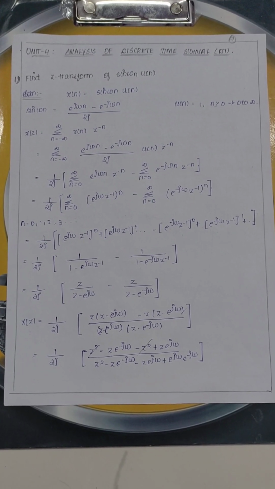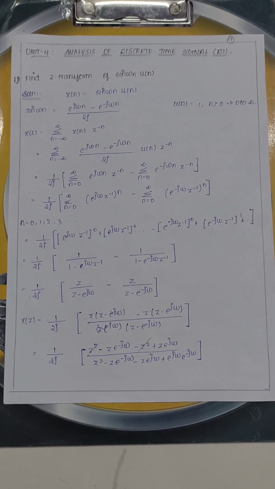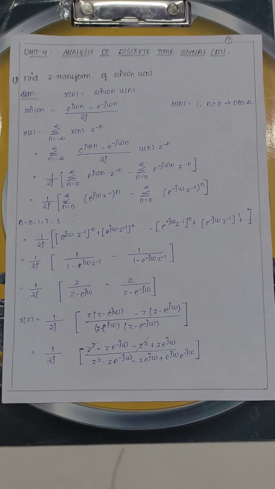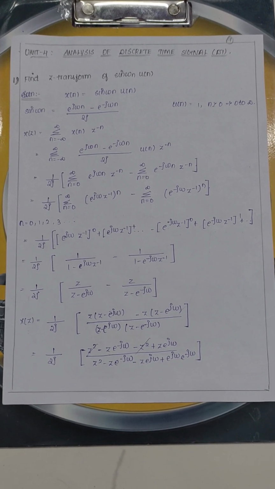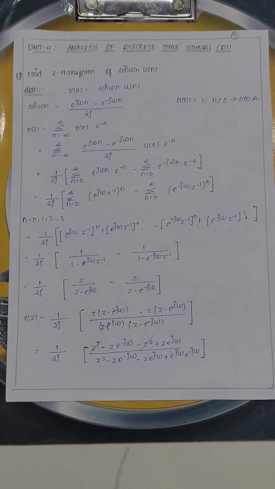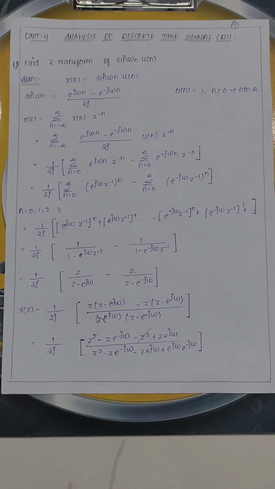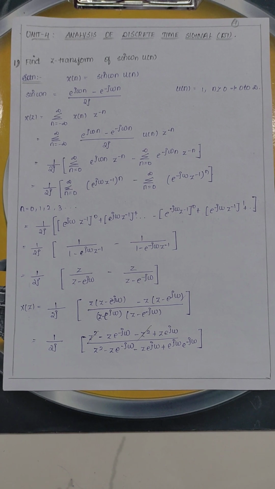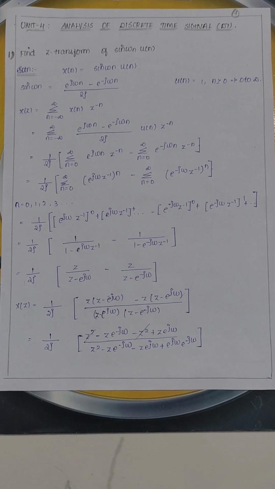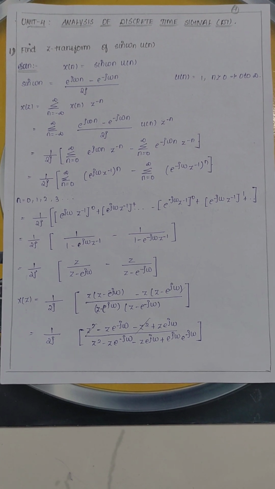Solution: x of n is equal to sin omega n u of n. You know very well, u of n is the step signal, 1 for n greater than or equal to 0, that is 0 to infinity. Sin omega n: the formula is sin theta equals e power j theta minus e power minus j theta divided by 2j. In the same way, sin omega n is equal to e power j omega n minus e power minus j omega n divided by 2j.